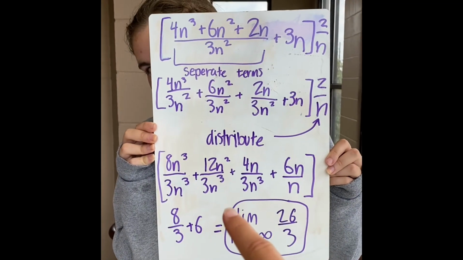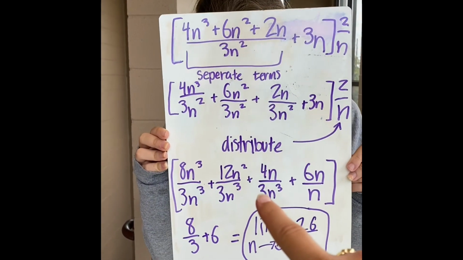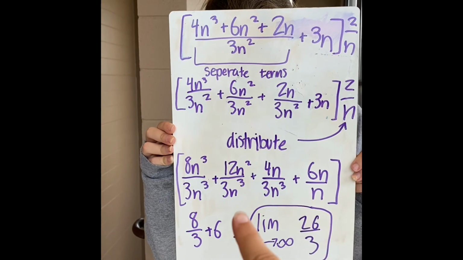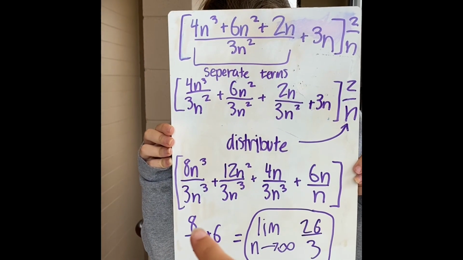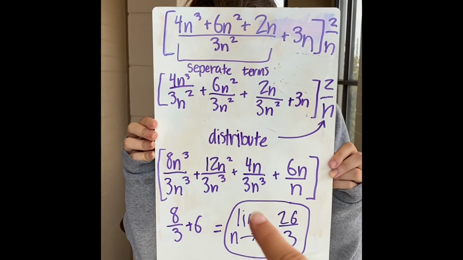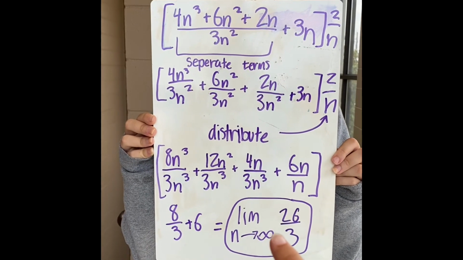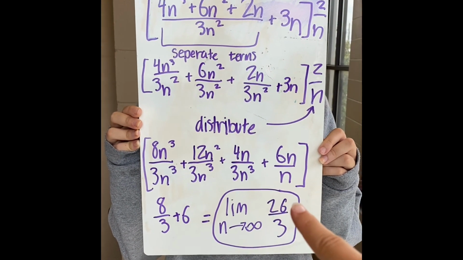And so when the exponents are larger on the bottom than the top, we cross them out. So we're left with 8/3 plus 6, which equals, as the limit as n approaches infinity, 26 over 3.